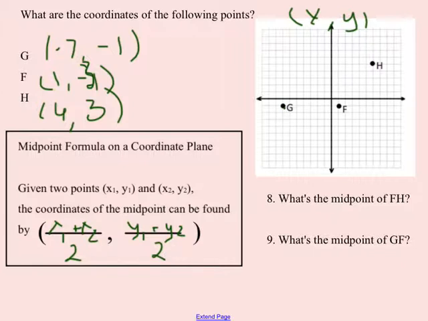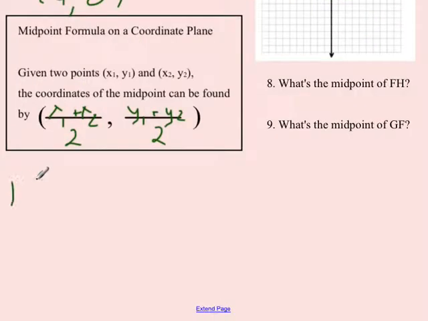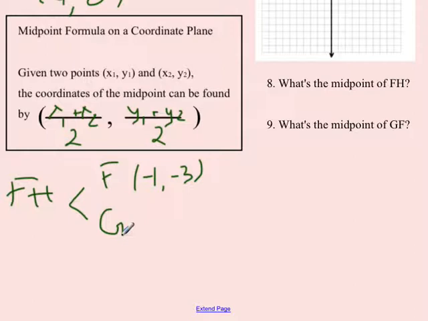So to find the midpoint of FH, I'm just going to extend this down so we have some more space. We first need to know what each of the coordinates are. Well, F is going to be -1, -3. H is going to be 6, 3 according to your graph. So we'll use that one.